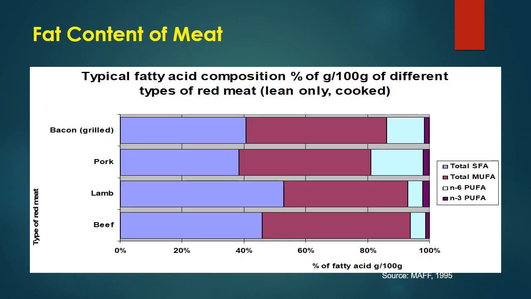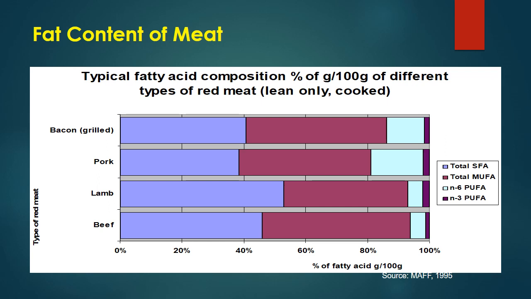Here we can see the comparison of the fatty acid profile of different kinds of meat. In case of bacon, the top one, we can see a good amount of saturated fatty acid, and the monounsaturated MUFA is even a little more than that. And then there is N6, quite a good amount, and the N3 is very little. In case of pork, the second line, saturated fatty acid is a little less than bacon, and the MUFA is also slightly less, whereas N6 is quite more and N3 is very less.